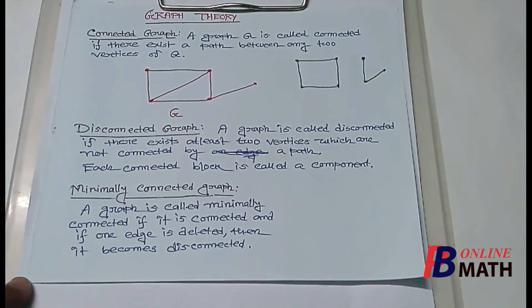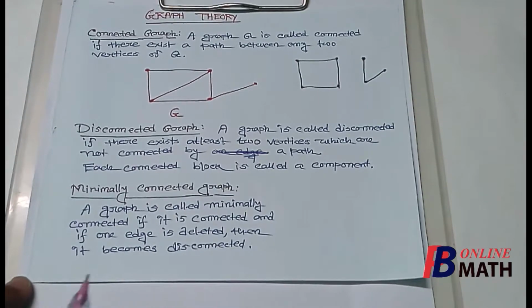Next we define a minimally connected graph. Now this is the definition of a minimally connected graph. A graph is called minimally connected if it is connected and if one edge is deleted from the graph, then it becomes disconnected. So a minimally connected graph is connected, but if we delete one edge from it, then it will become a disconnected graph.